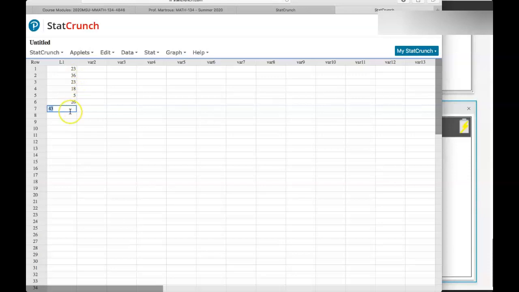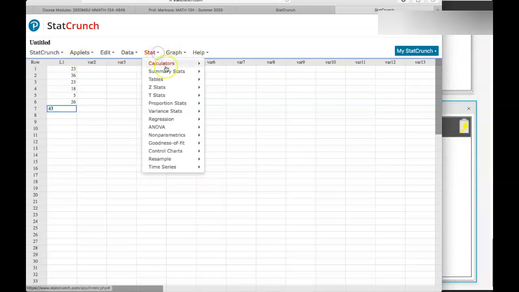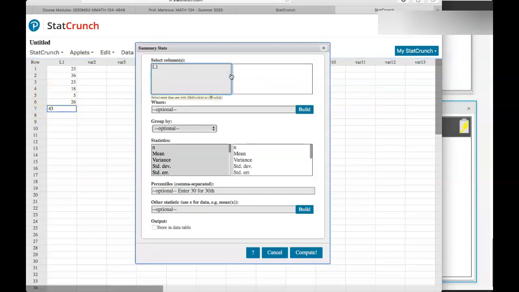So this is our first step using StatCrunch. Enter all these in one column and name the column variable. So we choose to have L1. Then step 2, select Stat. Here we have Summary Stats. Then we have Columns, because here we have columns. That's why we're choosing that one. Selecting what columns we have. This is the only one I have. Then Compute.